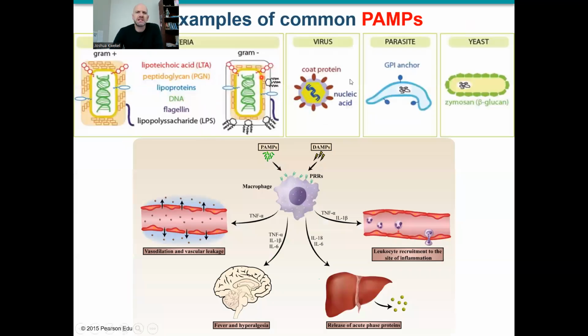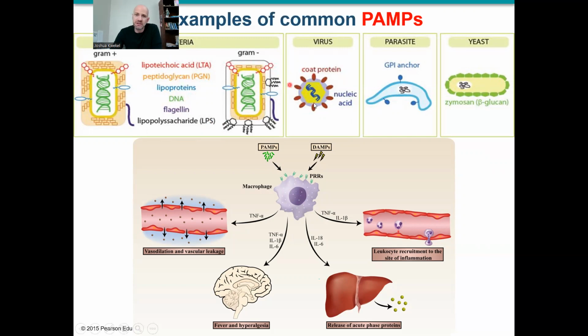All right, so here are examples of some PAMPs. Bacteria can be gram-positive or gram-negative. LPS is a big one, the lipopolysaccharide of gram-negative bacteria. Flagellin is a big one because the only cells in the body that have a flagellum are sperm cells. In fact, that's an important side note that we'll talk about in the reproductive system. Lipoproteins, peptidoglycans, and lipoteichoic acid are all examples of PAMPs.